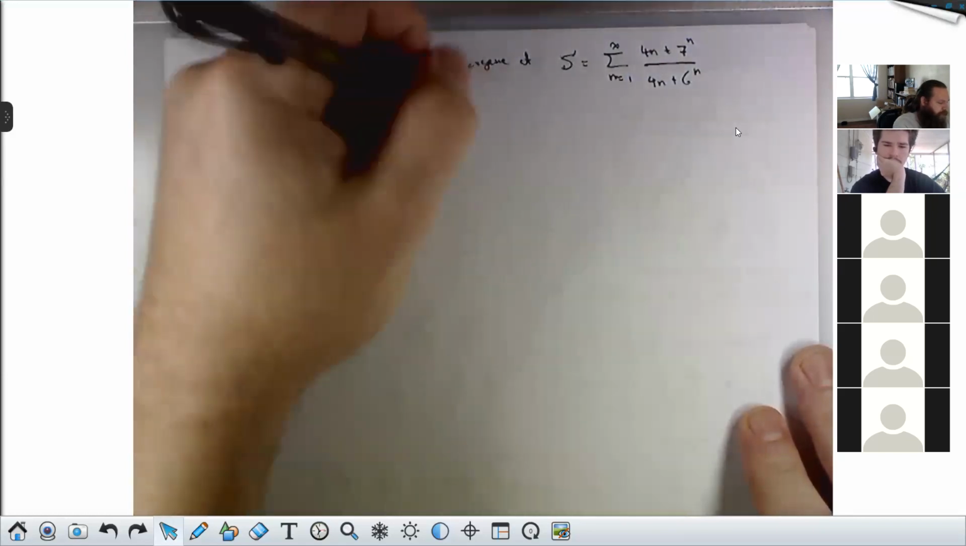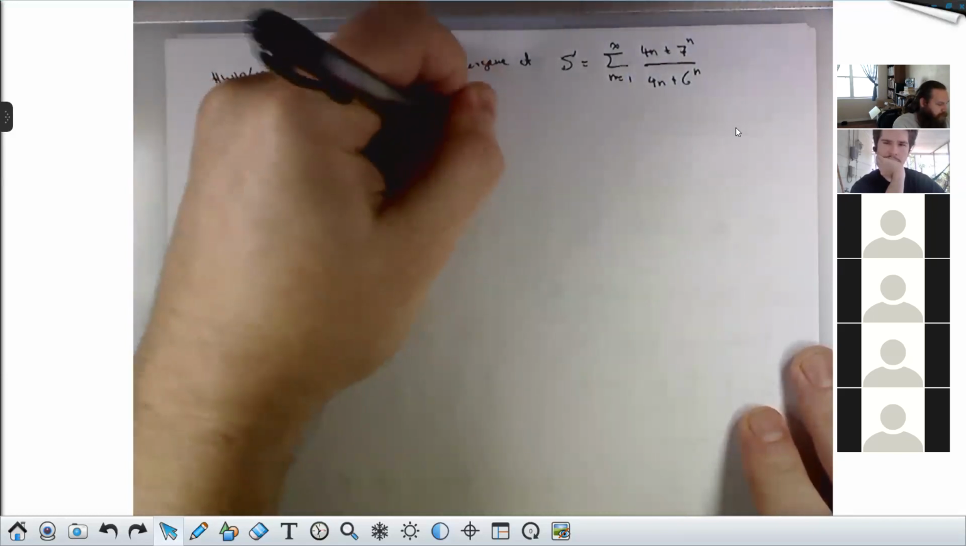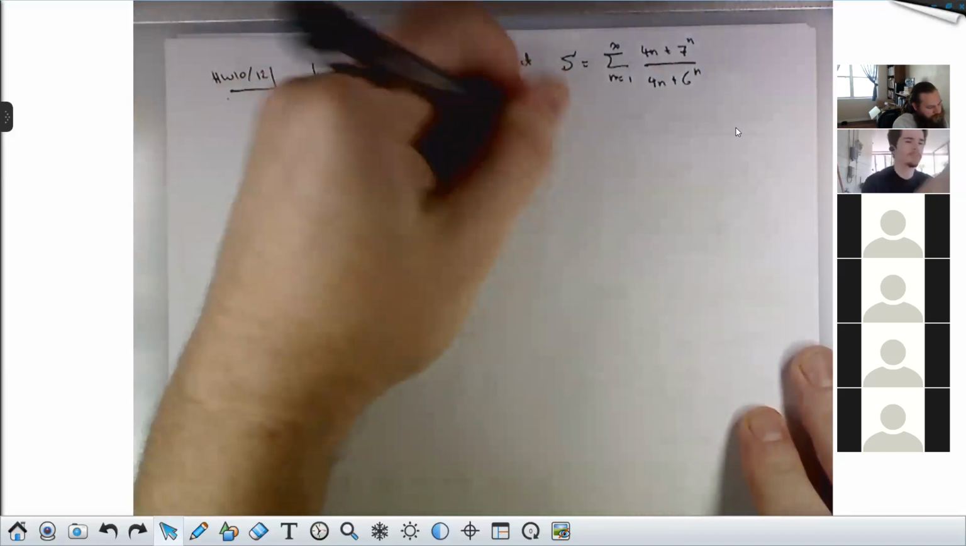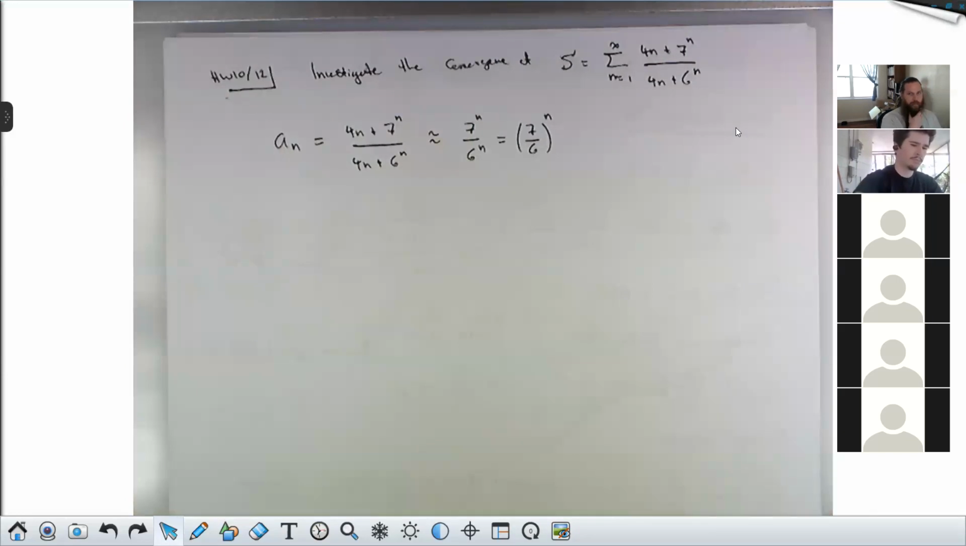Observing that they are asymptotically 7 to the n over 6 to the n, which would be 7/6 to the n. That might be manageable here. It's a geometric series, so 7 over 6 is greater than 1, so it diverges. It's true that if I were to run a limit comparison test against this with this as Bn, then sigma Bn would be a divergent geometric series. That's certainly true.